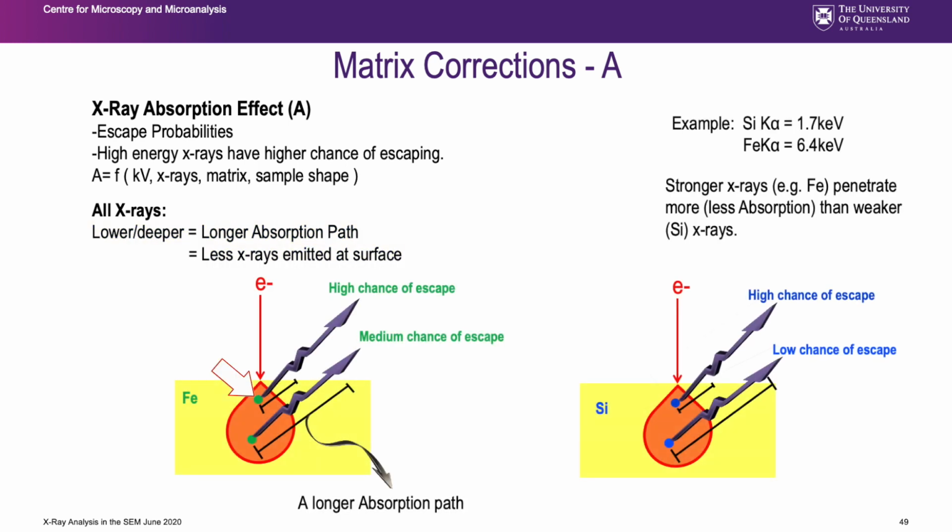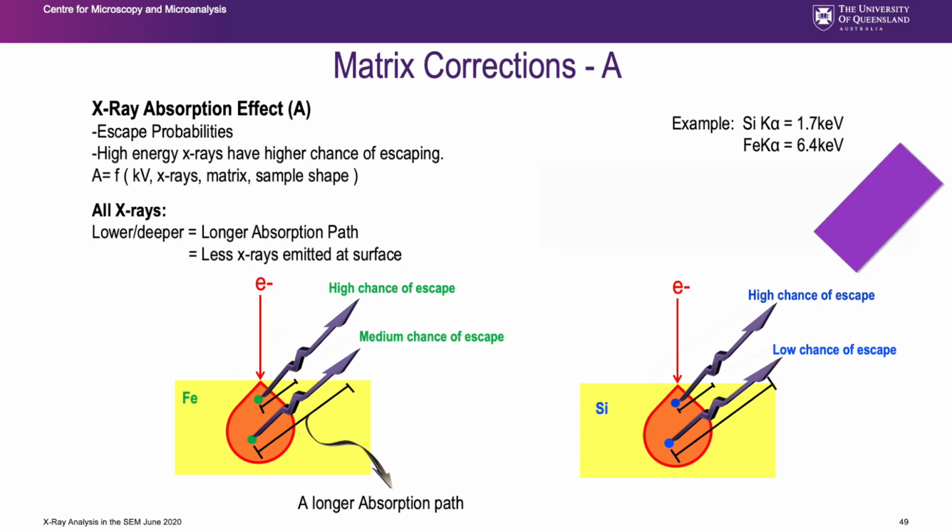So if you look here, again, my stronger iron X-ray, any iron X-rays near the surface, very high probability of making it out. Deeper iron X-rays, less chance of making it out. But at least they're strong X-rays. You go to a weaker X-ray like silicon, near the surface again, most of them will make it out. But a deep silicon X-ray, very low chance of actually escaping the specimen.